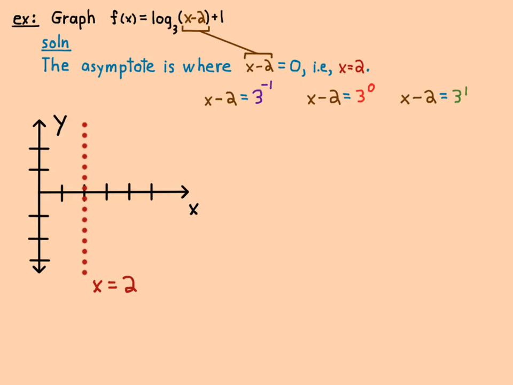The second one, x minus 2 equals 3 to the 0, and the third one, x minus 2 equals 3 to the 1. The reason I'm picking these is because when I take log base 3 of these, notice how it is a log base 3. When I take log base 3 of each of these numbers, the log base 3 and the 3 in the base here is going to cancel, and I'm just going to get the exponent. I'm going to get minus 1, 0, and 1, which are really nice numbers to graph. So that's why I'm using that.